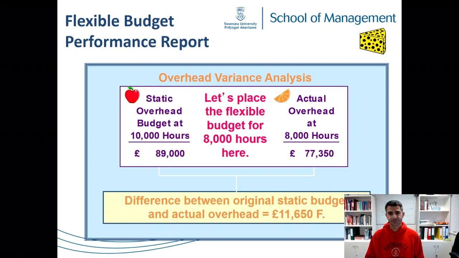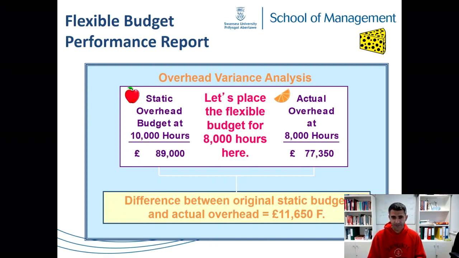And look here. When it comes to the actual overhead, the actual is based on 8,000 hours, and the cost is 77,350 pound. The static budget is based on 10,000 hours, and the cost is 89,000 pounds. So as you see, the static budget, which is 10,000 hours, is different from 8,000 hours. So you cannot compare orange with apple, isn't it?